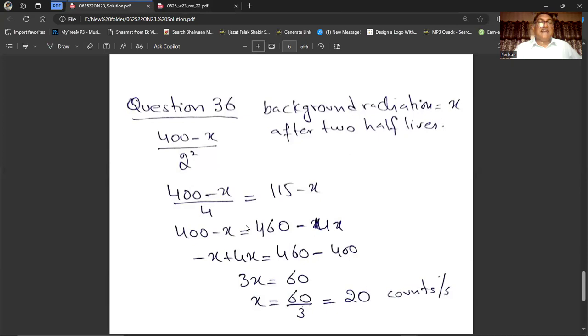So 400 minus X will be equal to 460 minus 4X. So this 4X will come on this side. So minus X plus 4X is equal to 460 minus 400. So 3X is equal to 60. So X will be equal to 60 divided by 3.